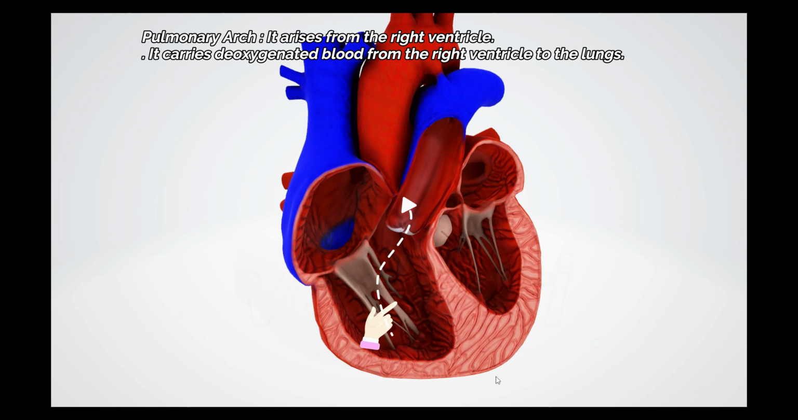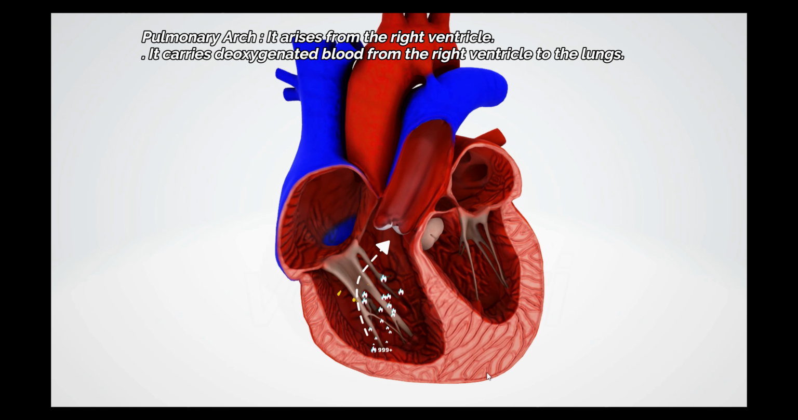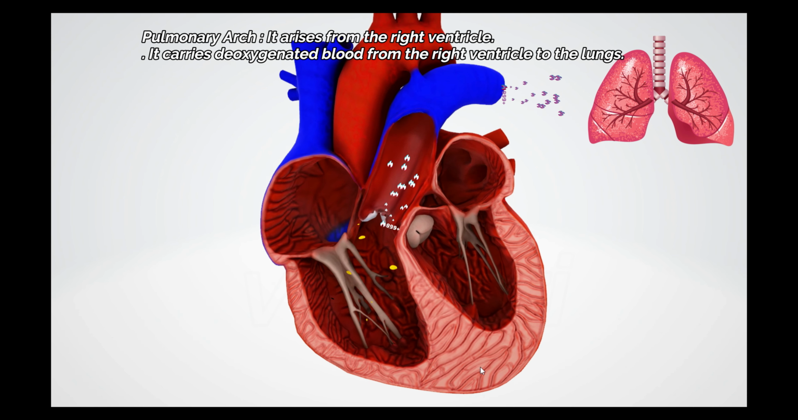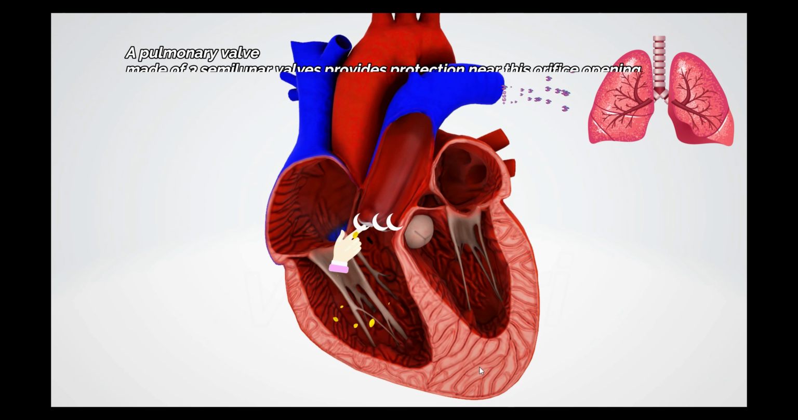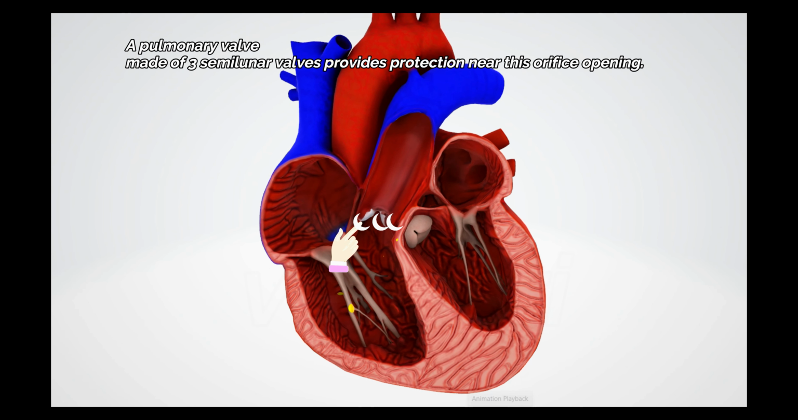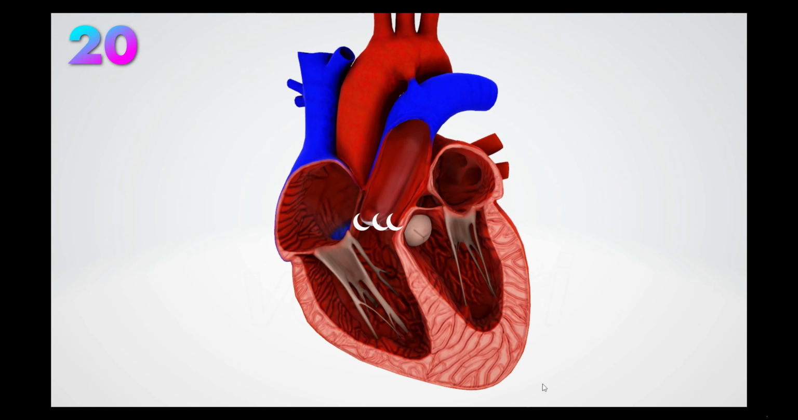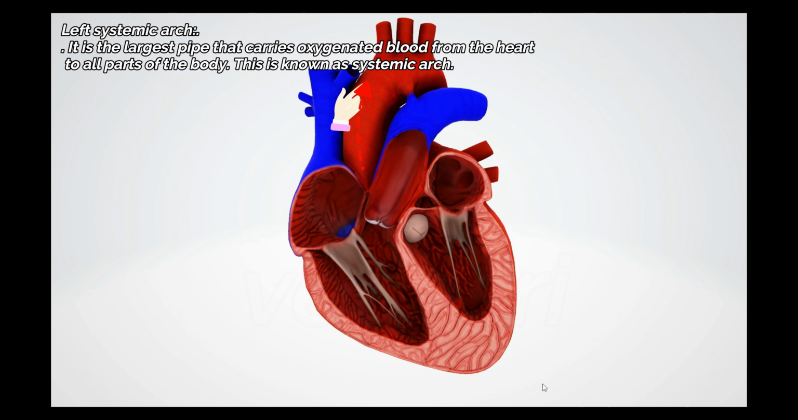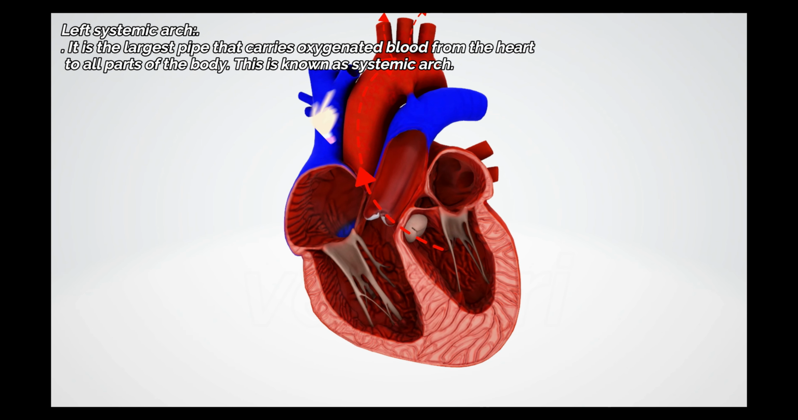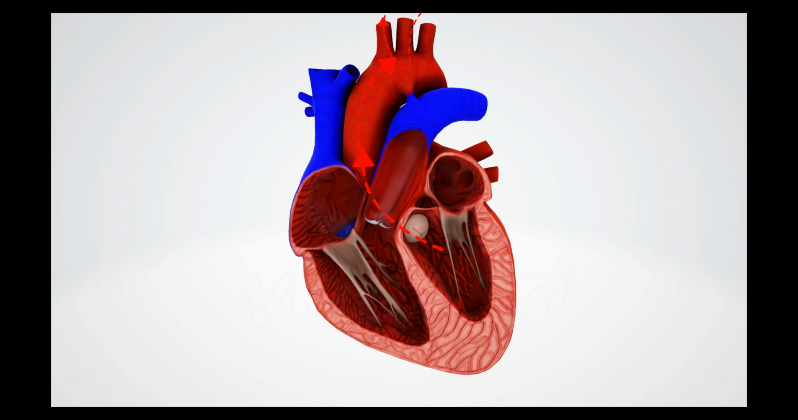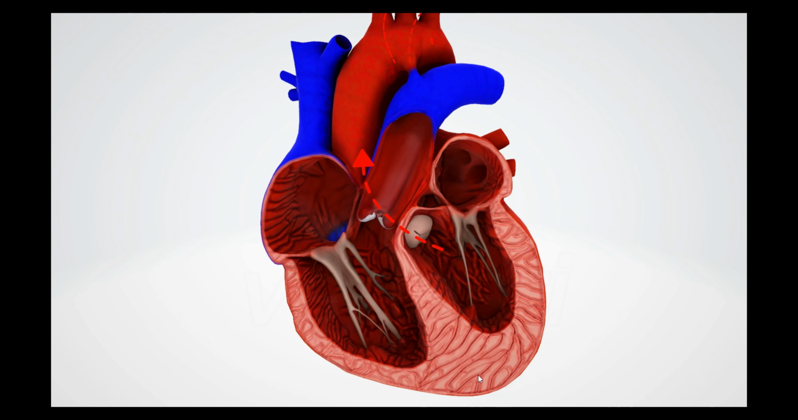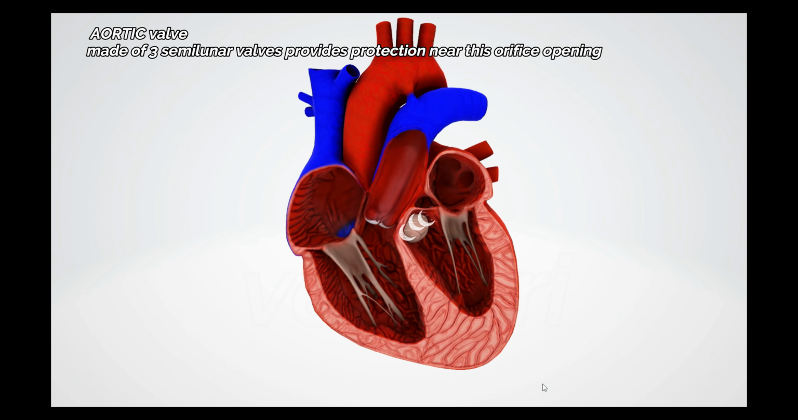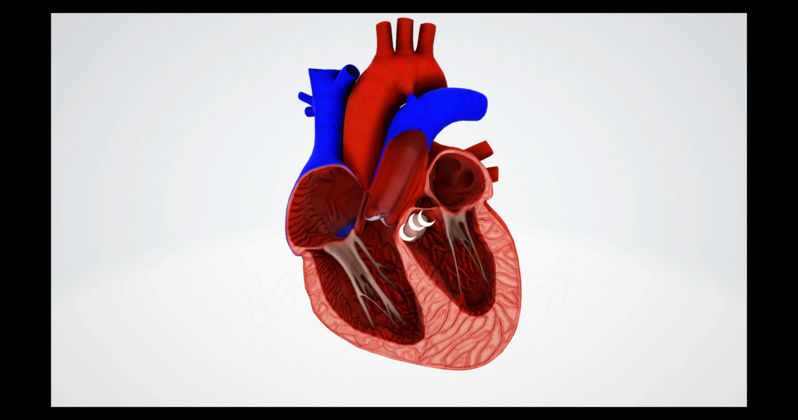19. Pulmonary arch. It arises from the right ventricle. It carries deoxygenated blood from the right ventricle to the lungs. A pulmonary valve made of 3 semilunar valves provides protection near this opening. 20. Left systemic arch. It is the largest vessel that carries oxygenated blood from the heart to all parts of the body. This is known as the systemic arch. An aortic valve made of 3 semilunar valves provides protection near this opening.